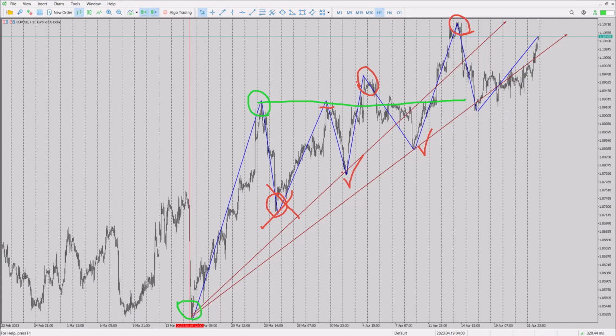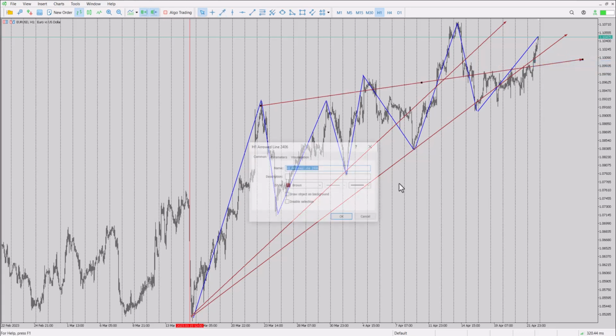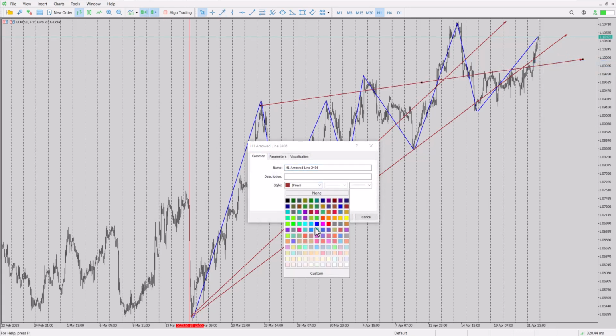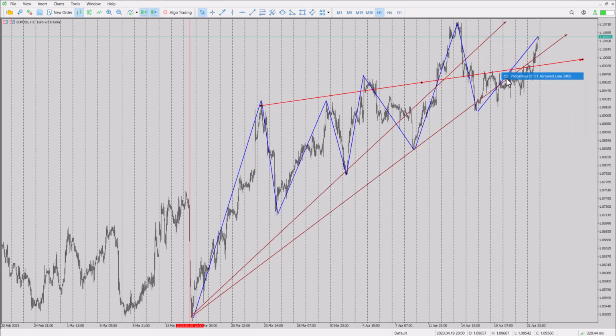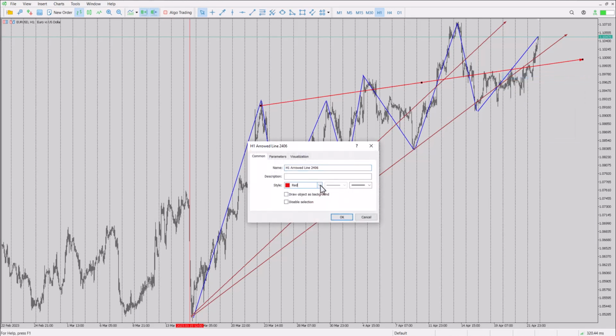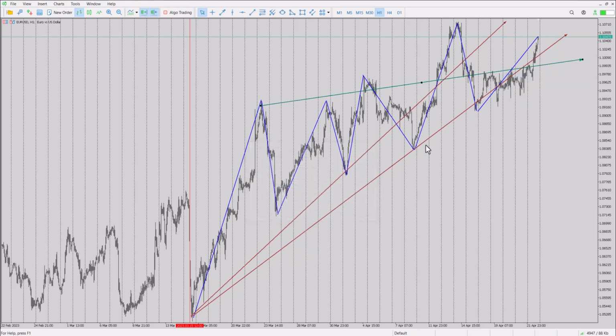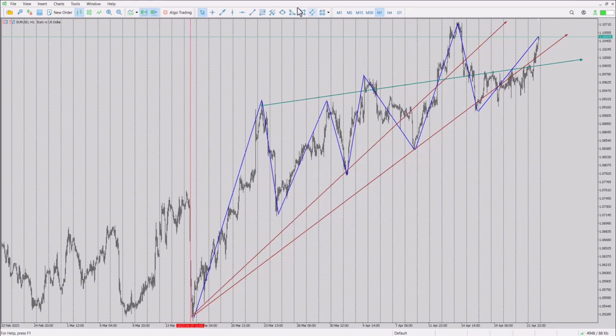Now, this is the higher time frame. We can draw some other lines, like connecting all the highs together, roughly around there. Let's change this color so you can see. Let's make it red. No, that's not visible. Okay, green. All right, that's another line.